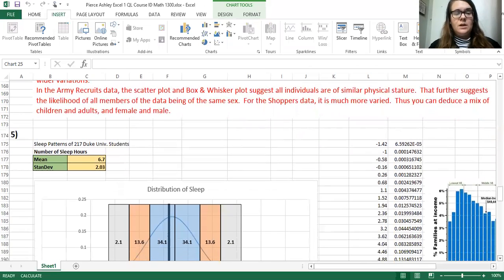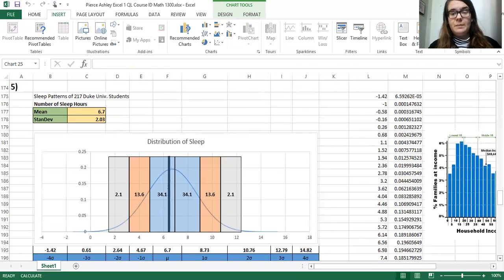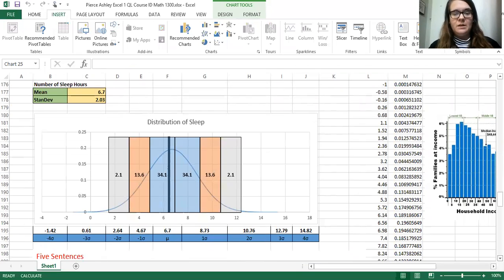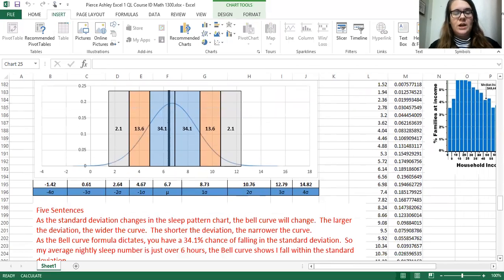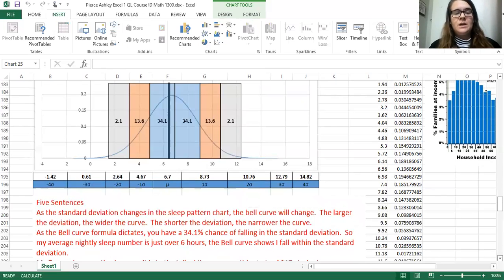So then here we are at number 5, with sleep patterns. I found this to be the most interesting. As the standard deviation changes in the sleep pattern chart, the bell curve will change. The larger the deviation, the wider the curve, as you can see there. The smaller the deviation, the narrower the curve. As the bell curve formula dictates, you'll have a 34.1% chance of falling within one standard deviation.